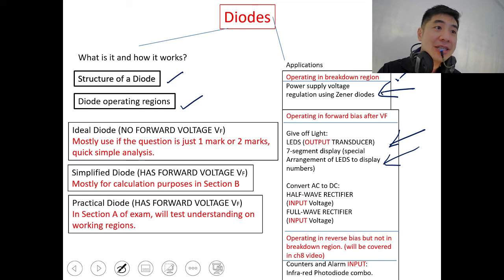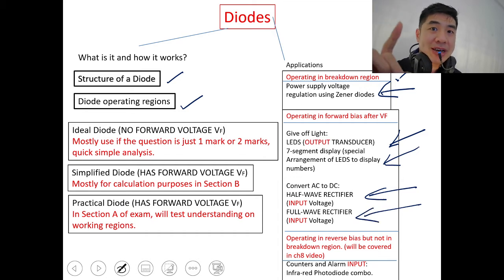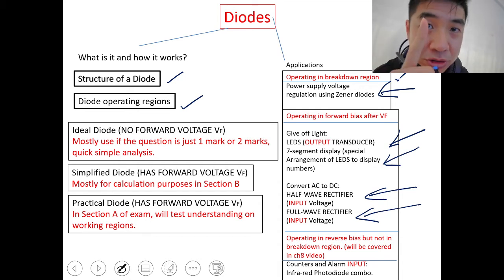And then this part here: converting AC to DC. In chapter 5 we learned about AC. Now AC power is not very usable by many electronic devices, so we must convert AC to DC. Using the half wave rectifier, and then of course the best is to use the full wave rectifier. The full wave rectifier is going to be the best stuff on earth. So you have to get this right. The full wave rectifier will surely be tested.